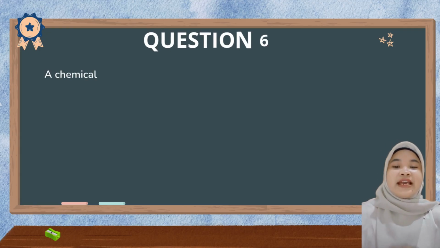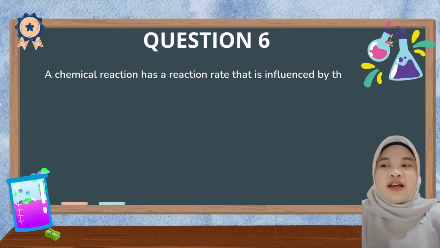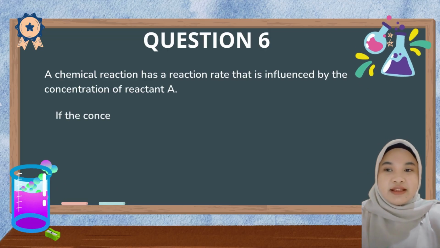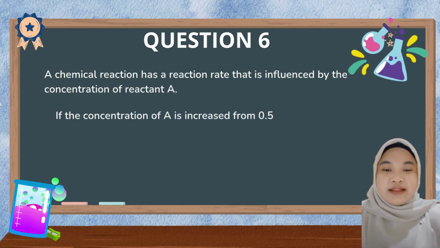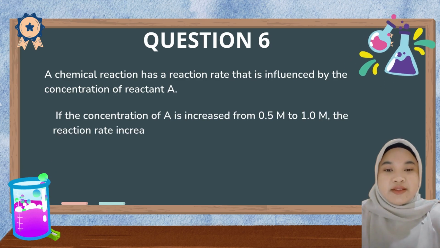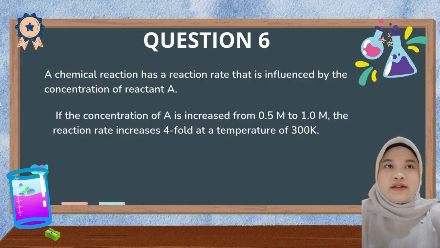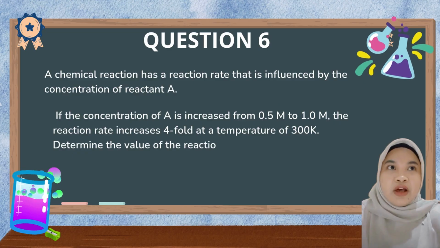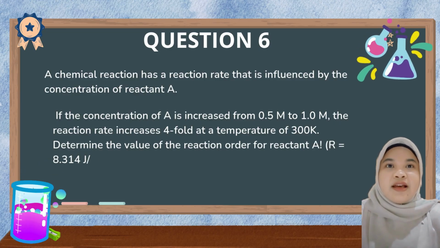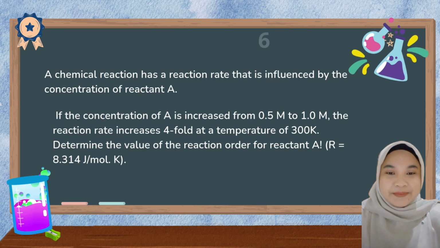Question 6. Can be seen in the question above. A chemical reaction has a reaction rate that is influenced by the concentration of reactant A. Pay attention and understand the question. Determine the value of the reaction order for reactant A. Let's discuss the solution to this problem.